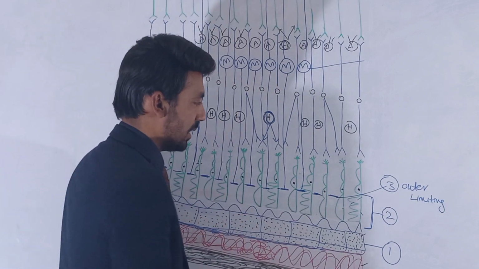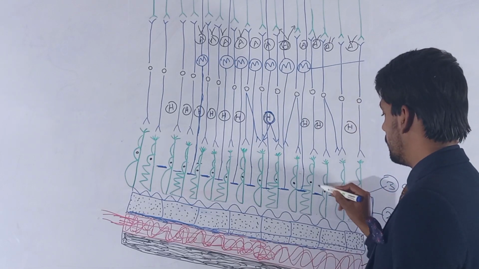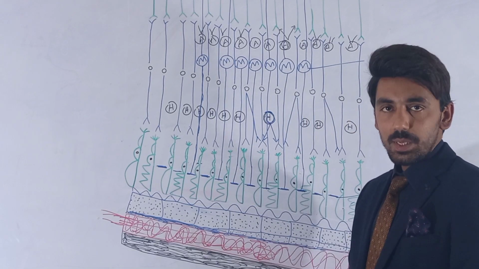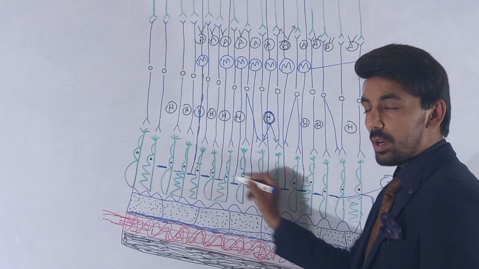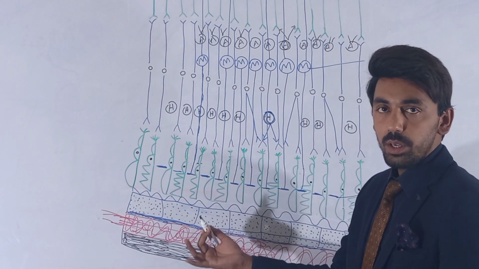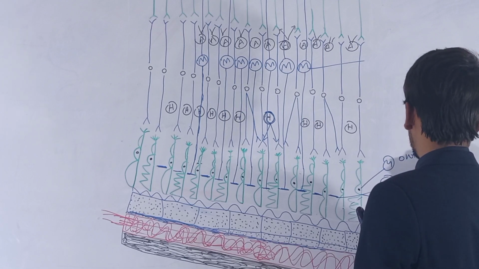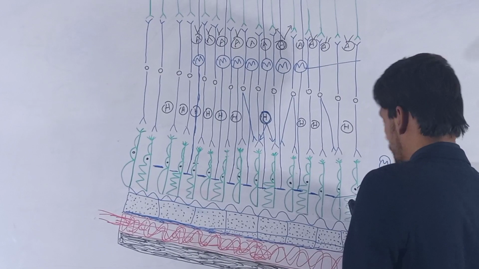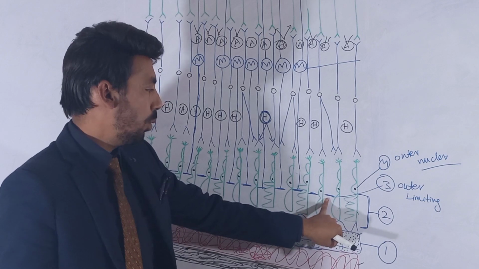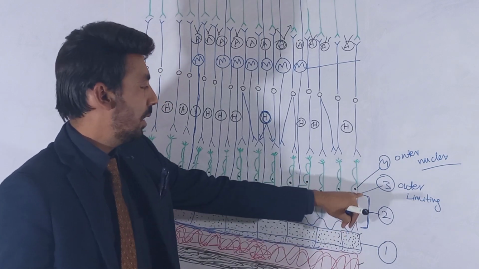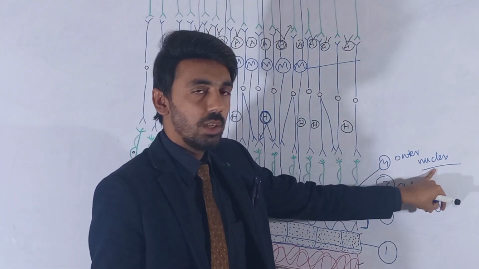Now the next layer, as you can see, if we move forward, you can see these black dots in the photoreceptor cells, in the rods and the cones. The layer of the nuclei of the rods and cones is called the outer nuclear layer, right? After the Muller cells, this is the outer limiting membrane, and after the outer limiting membrane, the layer of the nuclei of the photoreceptor cells is called the outer nuclear layer.